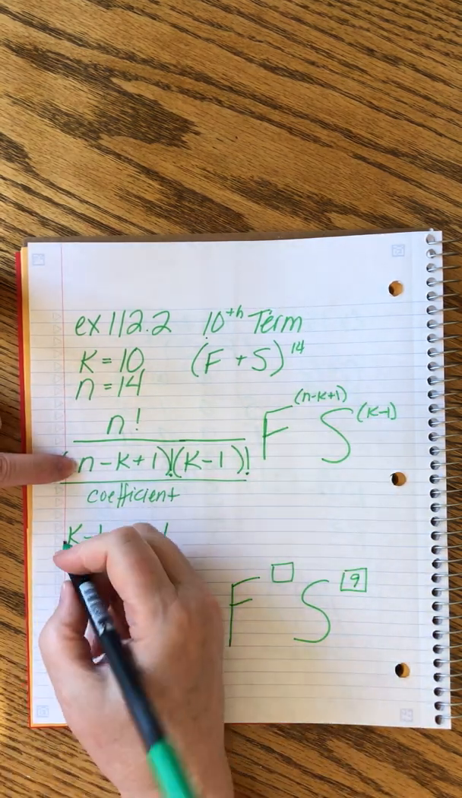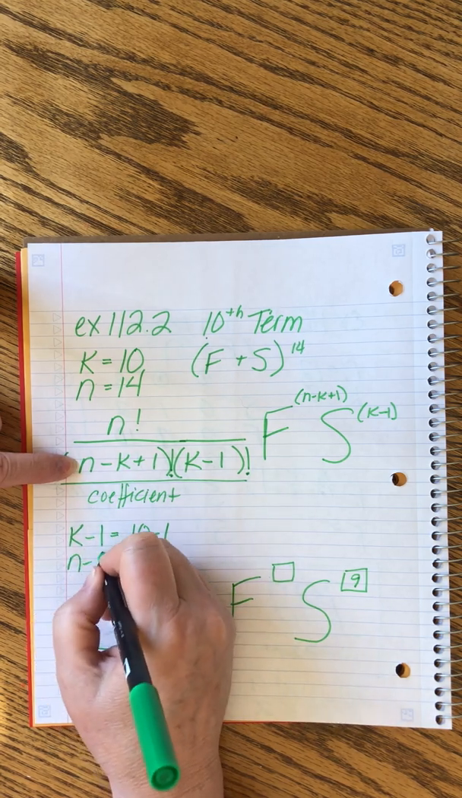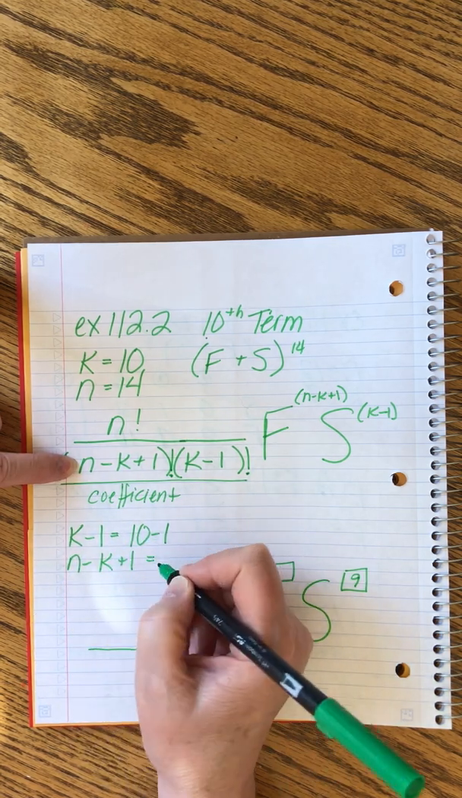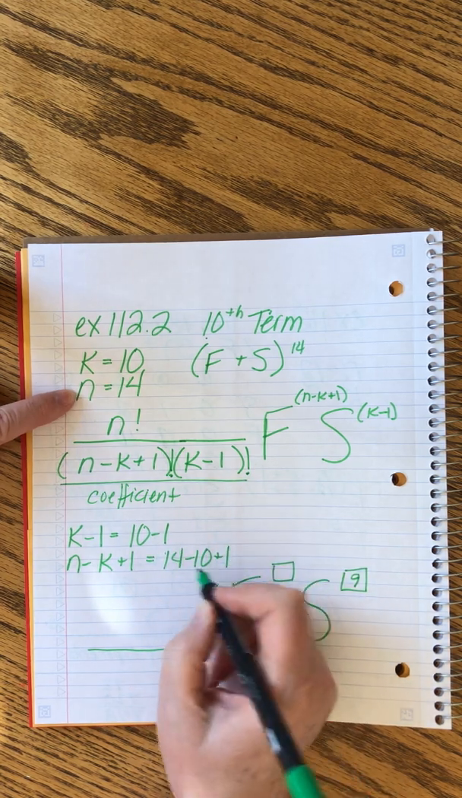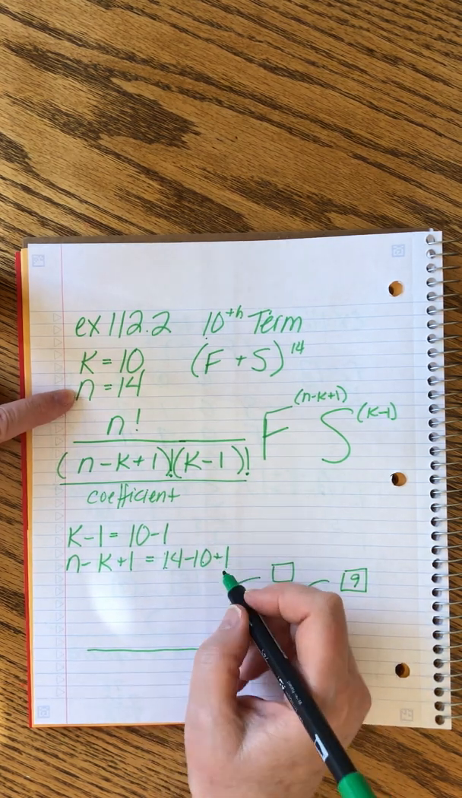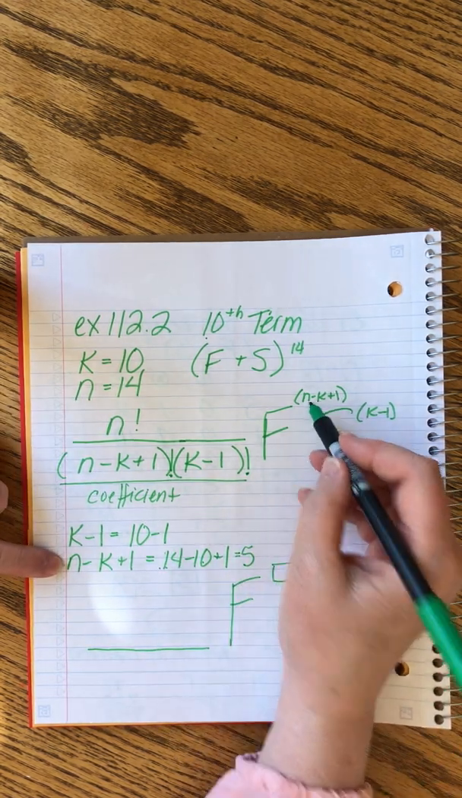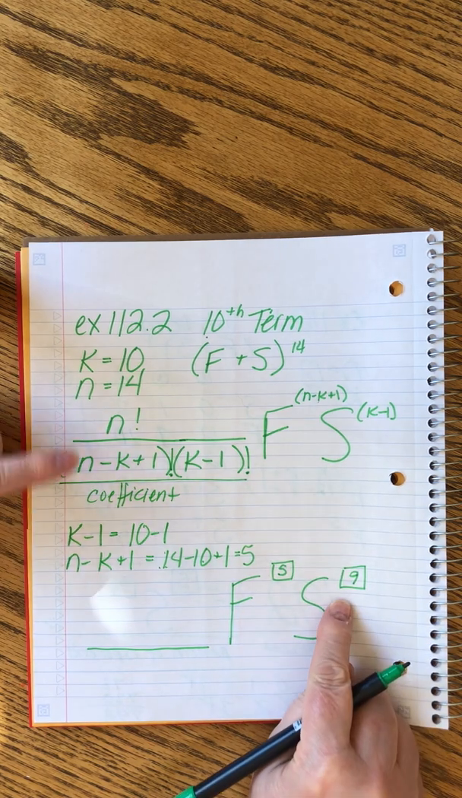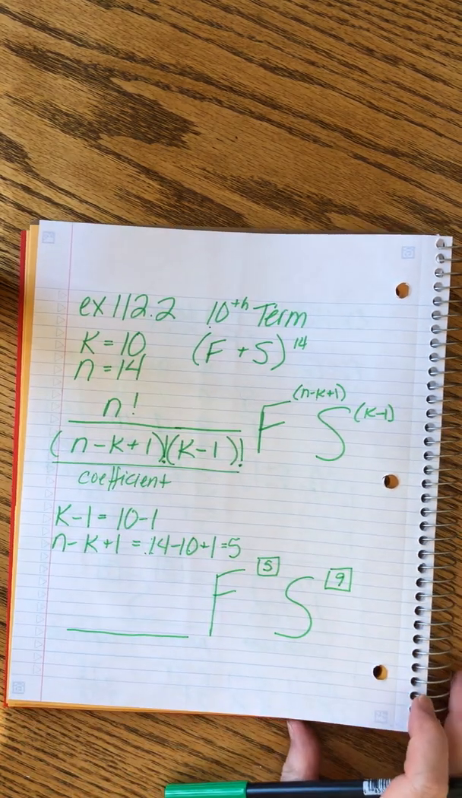So let's try this. N minus k plus 1 equals 14 minus 10 plus 1. 14 minus 10 is 4, plus 1 is 5. So that tells us that this is a 5. They add up to 14. Check, check, and check. This formula really does set us right.